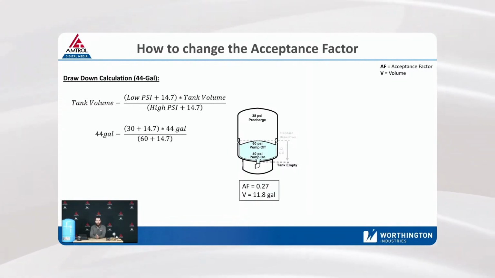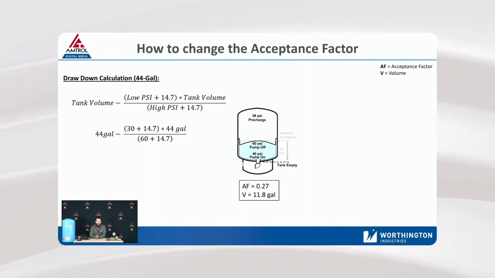So what I'm going to do is take my drawdown calculation formula. I'm going to use that same 44-gallon tank, but instead of 40 to 60 with a 38-pound pre-charge, I'm going to lower that pre-charge all the way down to 30. So I'm taking 8 more PSI out of the tank. But what that's doing is, instead of 40-60, it's going to be operating at 30-60. So I'm increasing my differential, which as you can imagine is going to increase our drawdown. But we're going to see by how much.